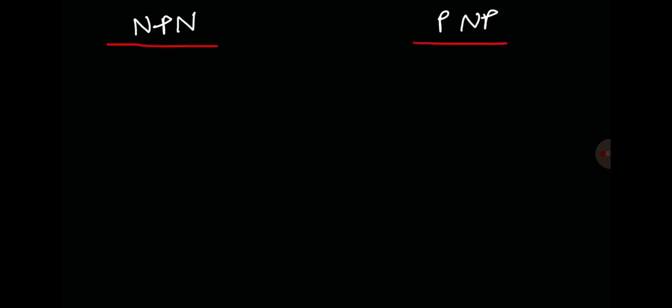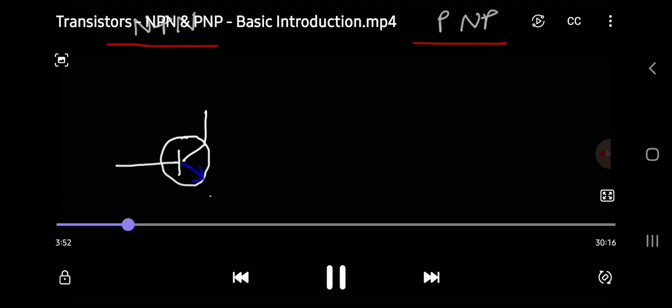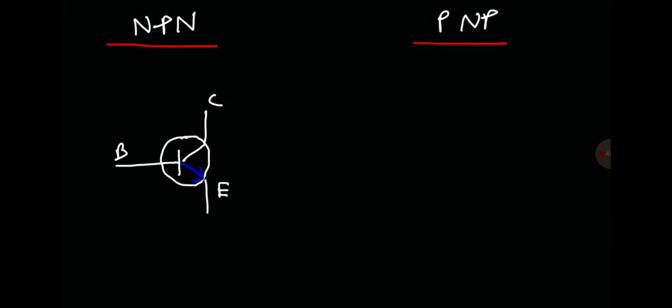So let's start with the NPN transistor. First, draw a circle, and then draw the base. The emitter points away from the center of the transistor. Let me use a different color to represent that. So that is the emitter. Whenever you see the arrow, that is the emitter part of the transistor. This is the base, and that is the collector. The base always is in the middle.